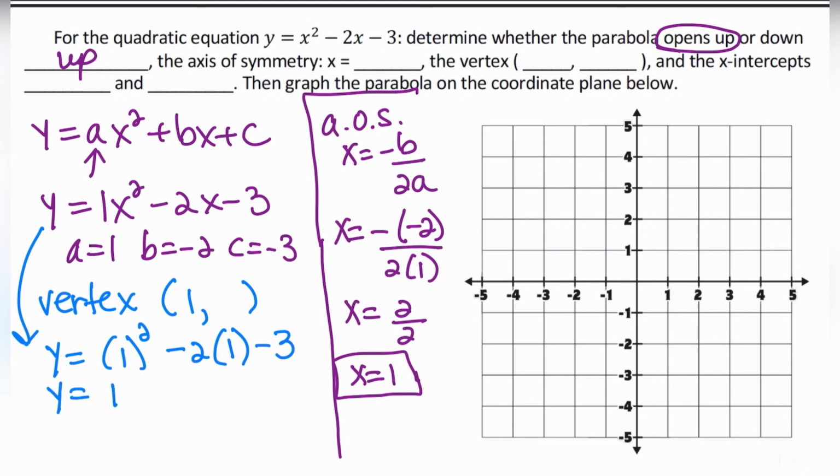1 squared is 1, minus 2 times 1 is 2, minus 3. 1 minus 2 is negative 1, minus 3 is negative 4. Therefore, the vertex for this problem is going to be the point 1 comma negative 4. So the axis of symmetry equation, we said x is equal to 1. The vertex we said is the point 1 comma negative 4. And then now our job is to figure out the x-intercepts.